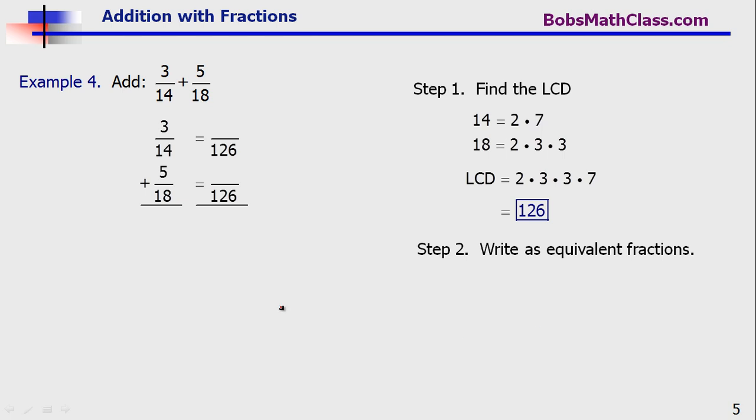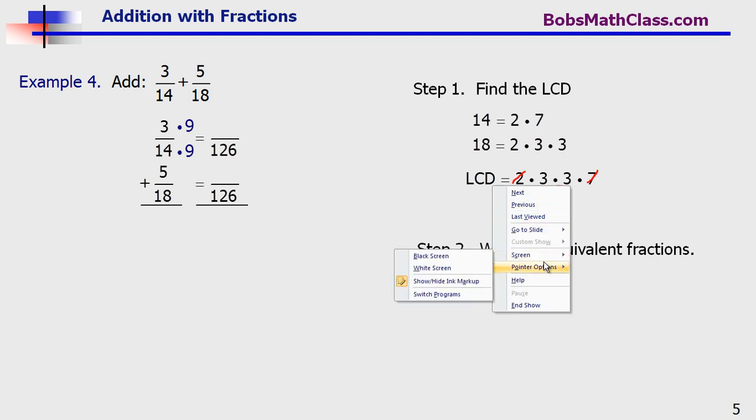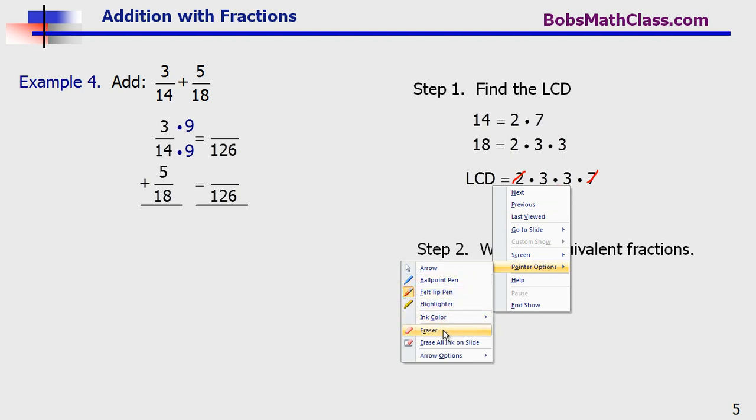Okay, now when you're trying to figure out 14 times what number is 126, look at what 14 is. 14 is 2 and 7, right? So if you go over here and you look at, well, here's 2 and here's 7. So if you cross out 2, cross out 7, what's left? 3 times 3 is 9. So that must be 14 times 9. Let me erase that now.